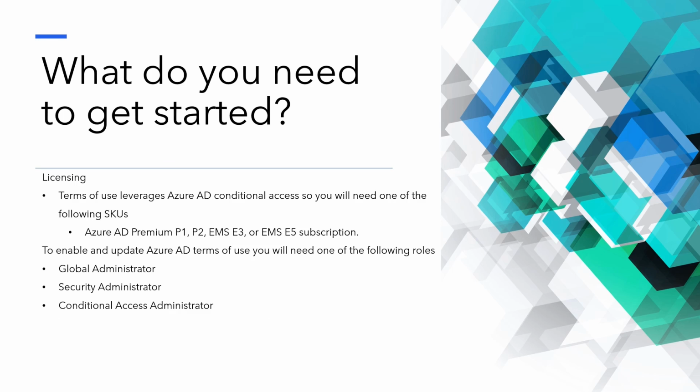Since terms of use in Azure AD Identity Governance leverages conditional access for enforcement, you will need a license with Azure AD Premium P1 or P2. To enable and update Azure AD Terms of Use, you will need one of the following roles: Global Administrator, Security Administrator, or Conditional Access Administrator.